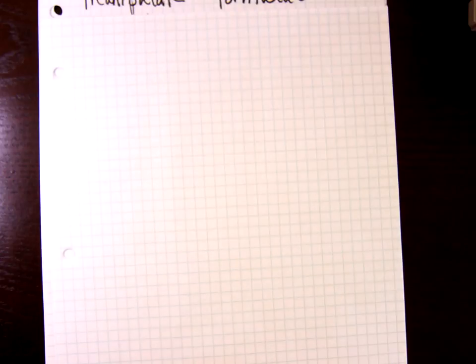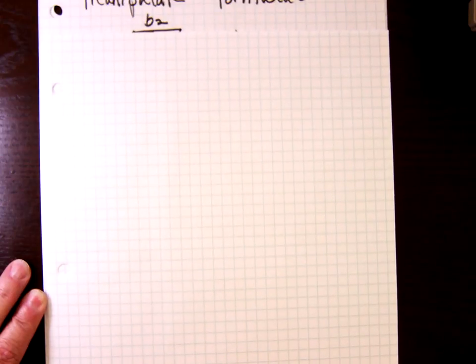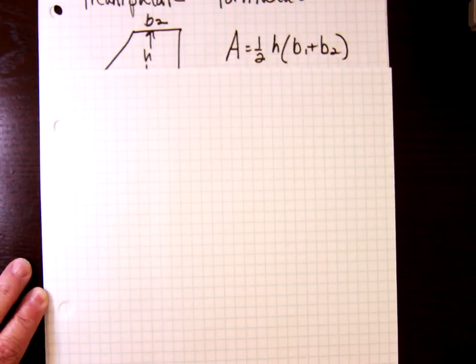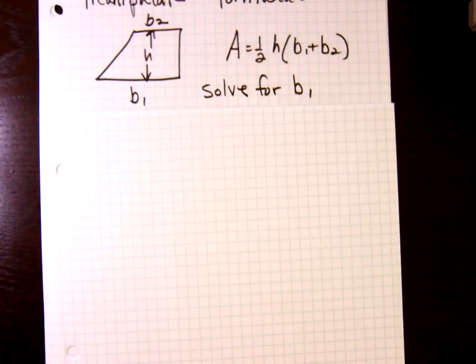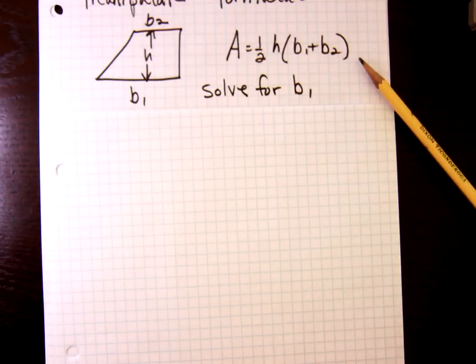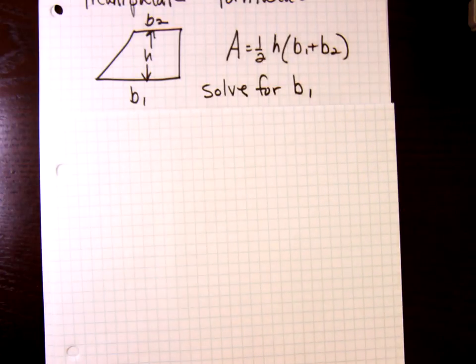Next, we want to manipulate formulas. We have a lot of formulas that we're going to use in Algebra 2, and we have to learn to manipulate them. So here I have a shape. Does anybody remember what this shape is called? Correct. It's a trapezoid. And here, to the right, area equals 1/2 the height times the sum of the two bases. That's the formula for finding the area of a trapezoid.